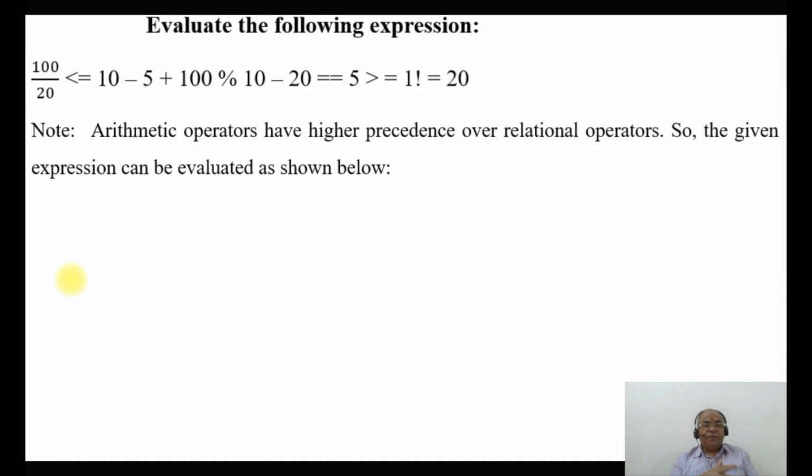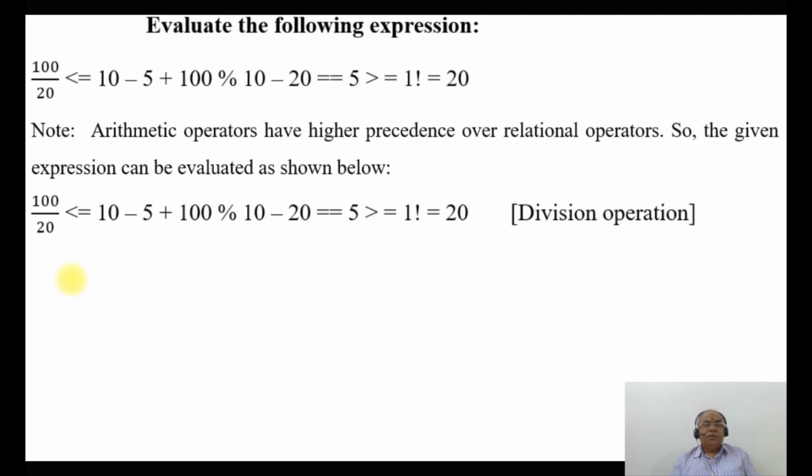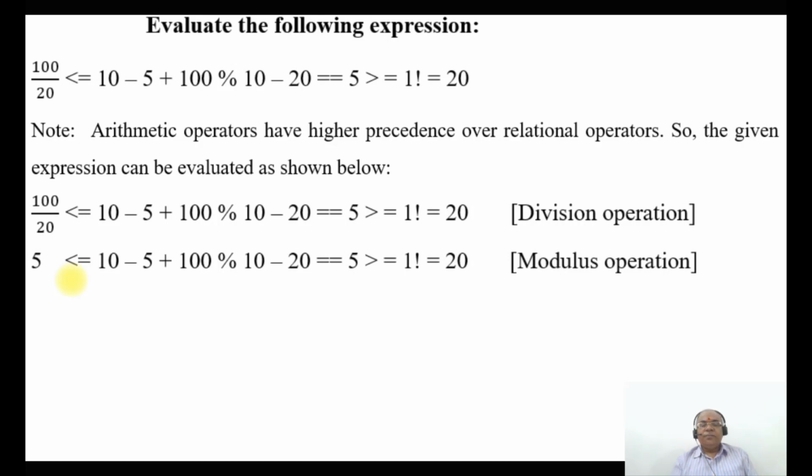So the given expression can be evaluated as shown below. 100 divided by 20 is an arithmetic operation, is less than or equal to, relational, 10 minus 5, again arithmetic, plus 100 % 10 minus 20 equals 5, is greater than or equal to 1, which is not equal to 20. First it takes the division operation. 100 divided by 20 becomes 5. 5 is less than or equal to, and all other expressions remain the same.